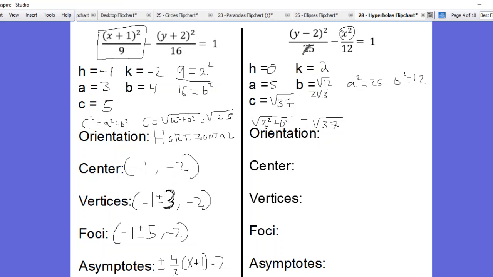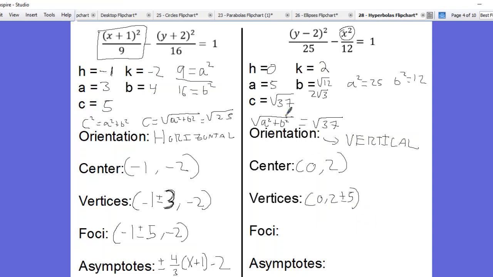So let's look at the orientation. We have a vertical transverse axis because the y term is positive and not the x term. We have our center. The x coordinate of the center is 0. The y coordinate of the center is +2. Our vertices, well, a is equal to 5, and the vertices are on our vertical axis. So the vertices are going to be 0, 2 plus or minus 5. So that would be 0, 7, and 0, -3.